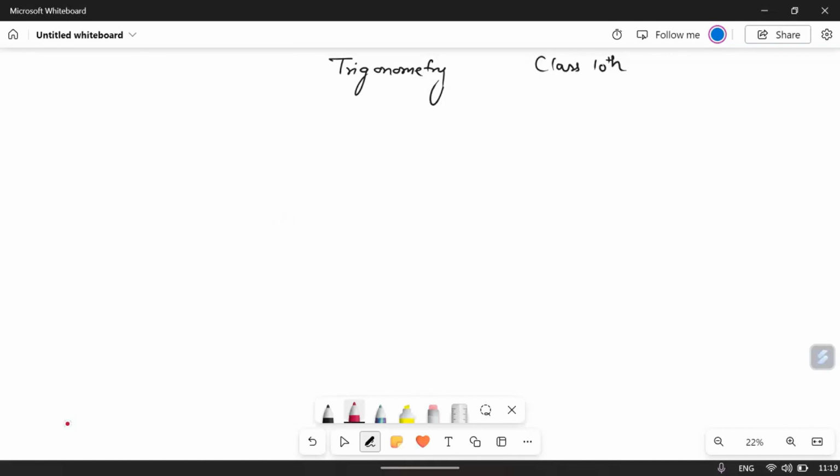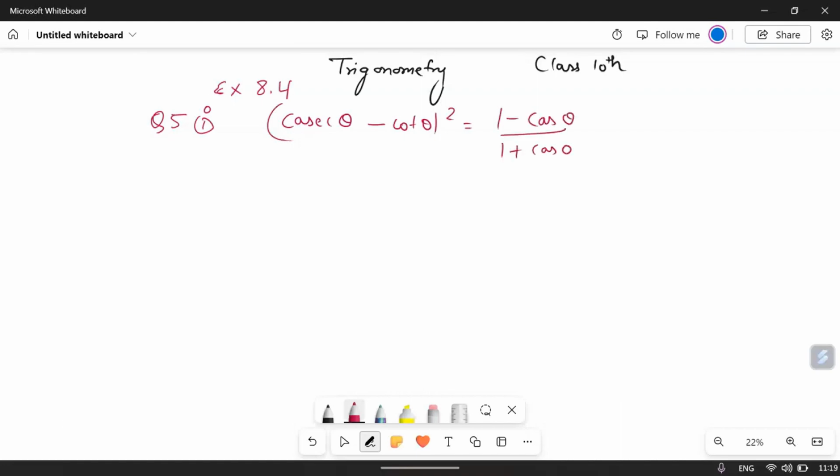We have already covered question number 1, 2, 3, 4 in our last video. Now we are starting with question number 5, first part. The question is (cosec theta minus cot theta) whole square should be equal to (1 minus cos theta) divided by (1 plus cos theta). So we have to prove this identity.